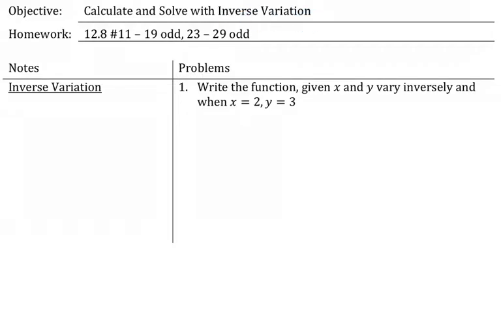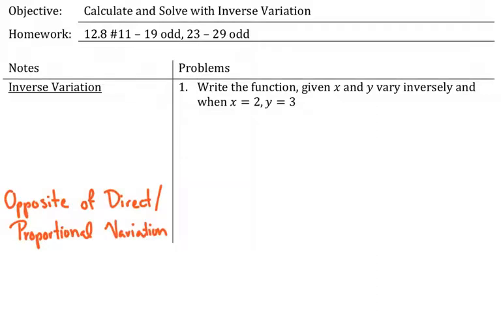As always, when we introduce some new vocabulary, we're going to define that first. This is the opposite of direct variation. If you recall, direct variation or proportional variation could be written as y divided by x equals k, some constant. So the opposite of this would be y times x is equal to some constant, because multiplication is the inverse or opposite of division. This k here is a constant, and it's sometimes called the constant of variation.